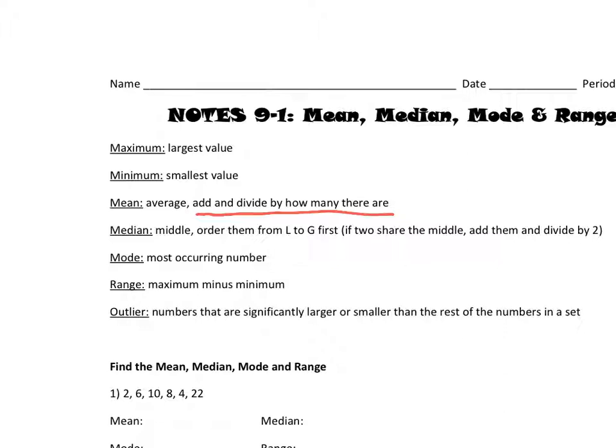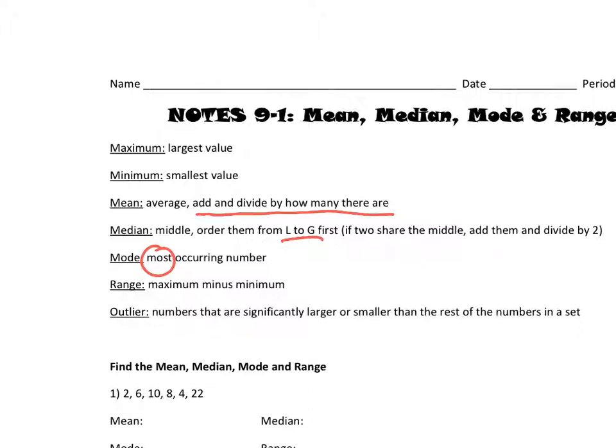Median is going to be our middle number. First thing you need to do is go from least to greatest, and then you just pick the number in the middle. There are a couple of different rules that change here and there, but we're going to talk about that in this video too. Mode is the most reoccurring number. Just because I have multiple numbers repeating, I have to go with the most repeating number.